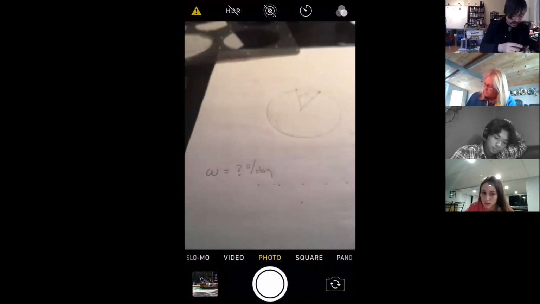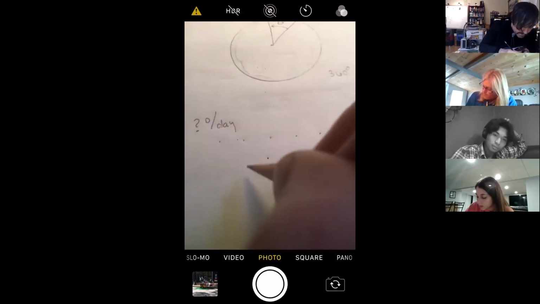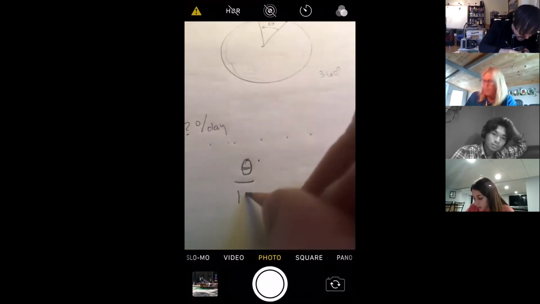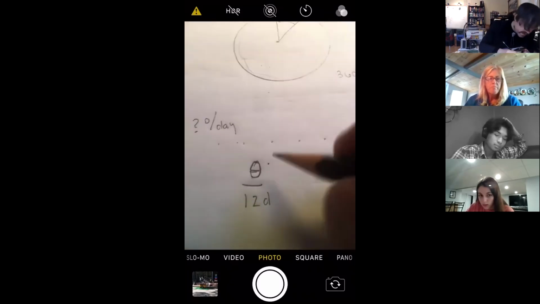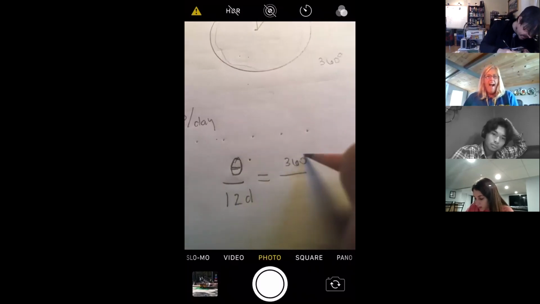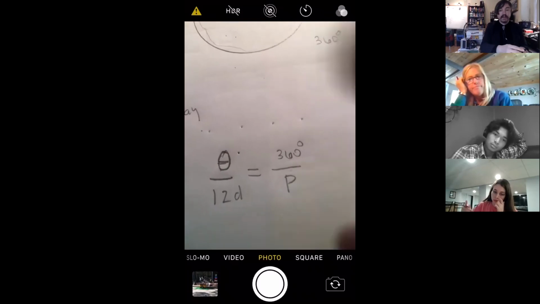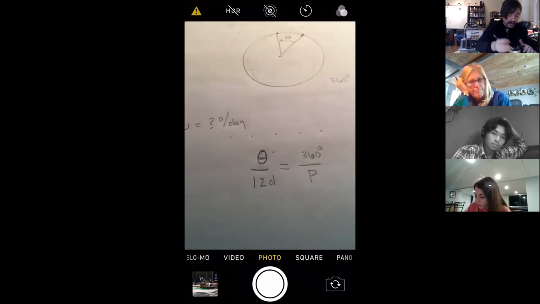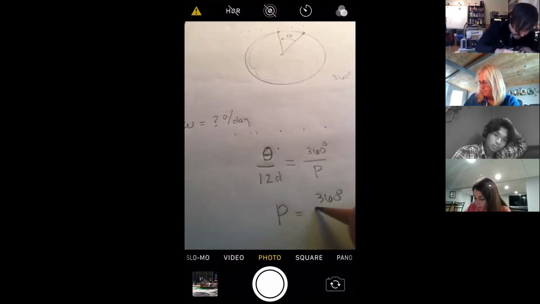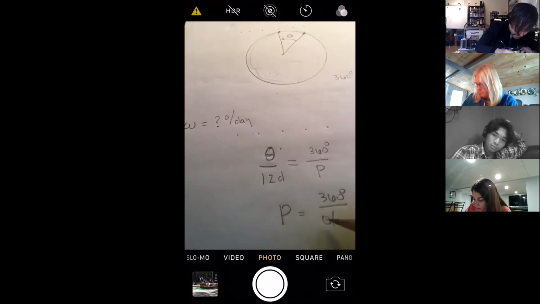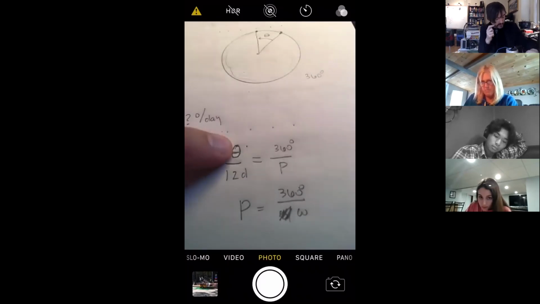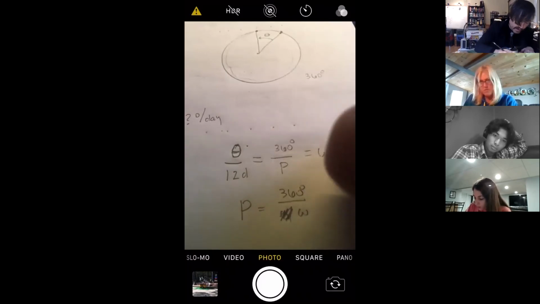So for instance, if I rotate theta degrees, it could be 10 or 12 degrees in 12 days, then we'll say that that rotation rate is equal to 360 degrees in some unknown period worth of days. And then we can solve for the period using algebra and say that the period is 360 degrees over basically the angular velocity. Because the angular velocity is your degrees per day. So this is equal to your angular velocity.